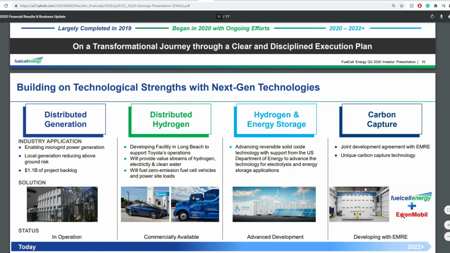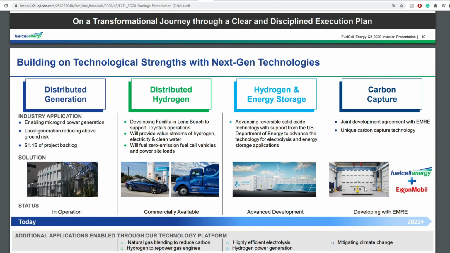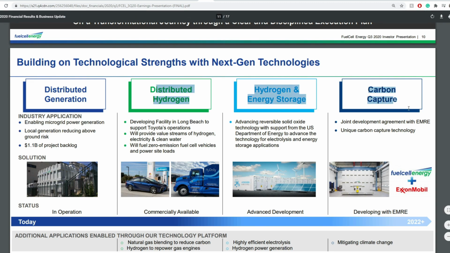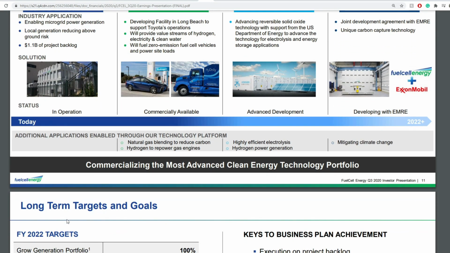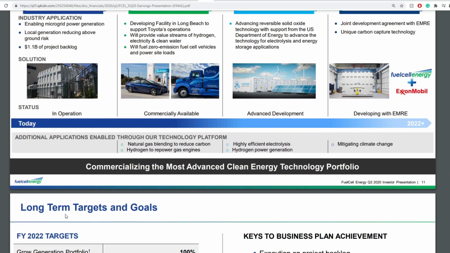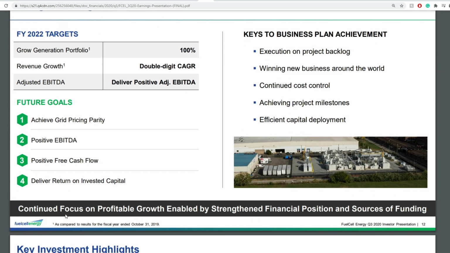Next thing we're looking at is a little bit of their different sectors that they're looking to pick on. Distributed generation, distributed hydrogen and energy storage, and carbon capture. These three are really important for me because basically come January, Biden will take office, and there's going to be a lot more push towards green energy and hydrogen fuel, carbon capture. So that really puts it right in a good spot there, especially with different companies like trucks and stuff like Hyliion targeting that kind of factor as well.